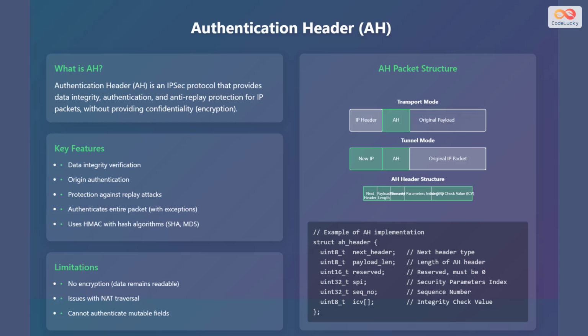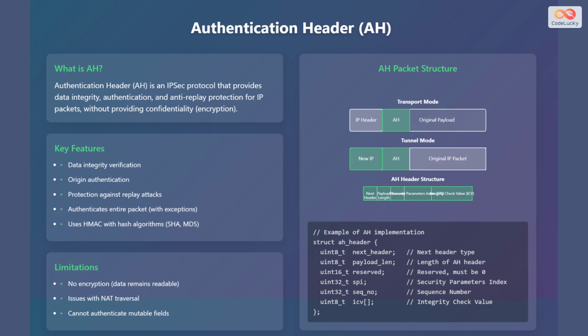It authenticates the entire packet with a few exceptions using a hashed message authentication code, or HMAC, with hash algorithms like Secure Hash Algorithm, or SHA, and Message Digest Algorithm 5, or MD5. However, Authentication Header has limitations. It does not provide encryption, so the data remains readable. It also has issues with network address translation, or NAT, traversal, and cannot authenticate mutable fields.